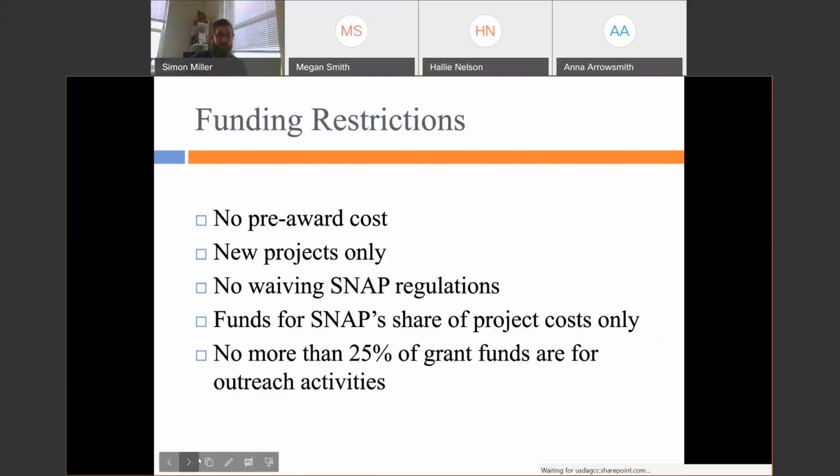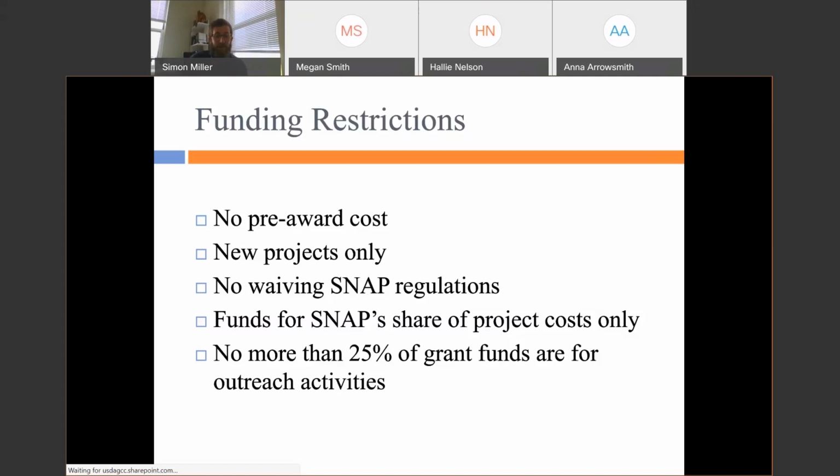So let's go over some of the funding restrictions that exist for all grantees. Pre-award costs will not be awarded. That is, costs incurred prior to the grant project period beginning. Funds are intended for new projects only. They can't be used for ongoing costs of existing projects. Projects that are predicated on waiving SNAP regulations are not allowable. The funds can only be used for SNAP's share of project costs.